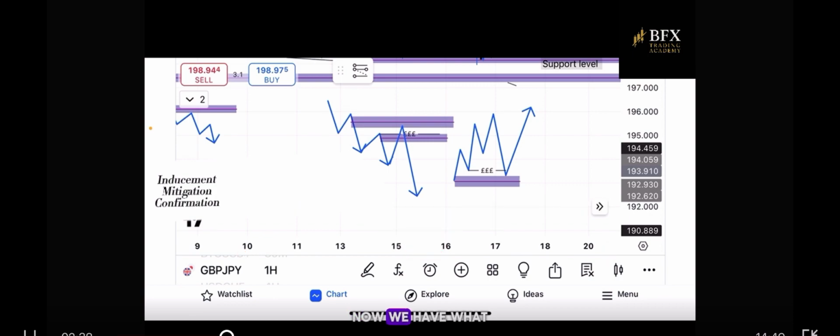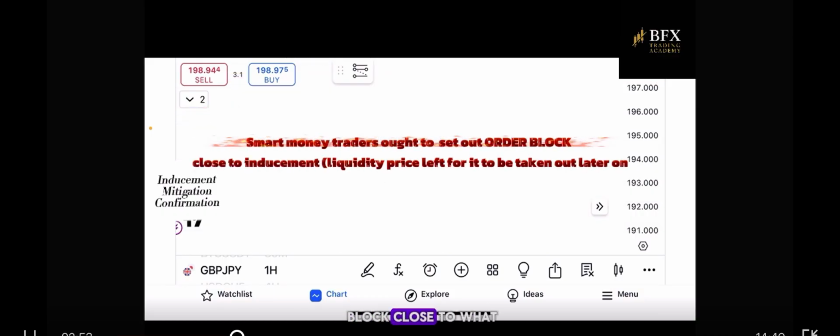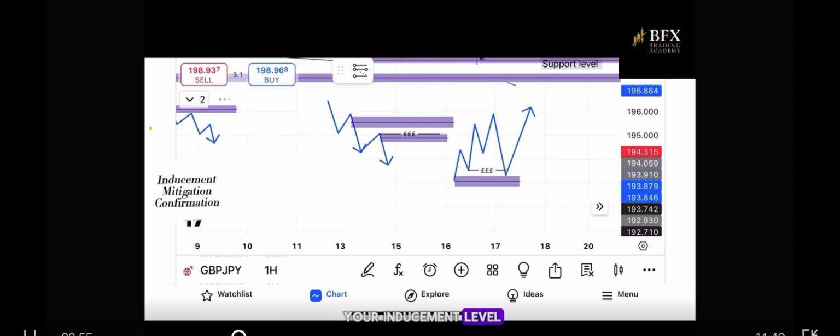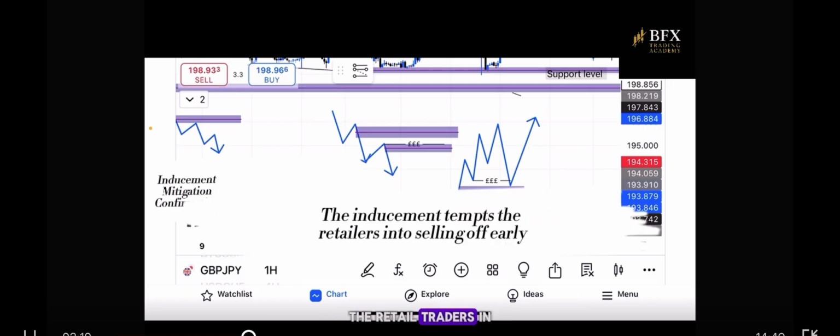Now we have the mitigation. As a smart big boy, you tend to set out your order block close to your inducement level, close to your structural liquidity. Inducement and structural liquidity are the same, because price always leaves out an inducement. That inducement is what tempts the retail traders in, the early buyers or the early sellers.